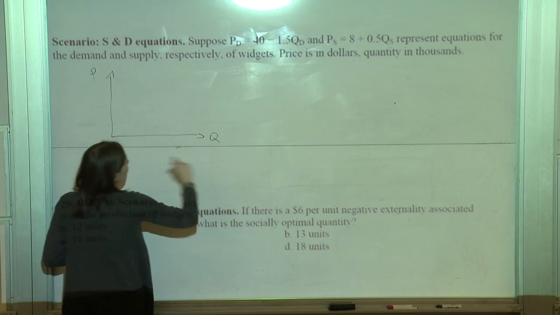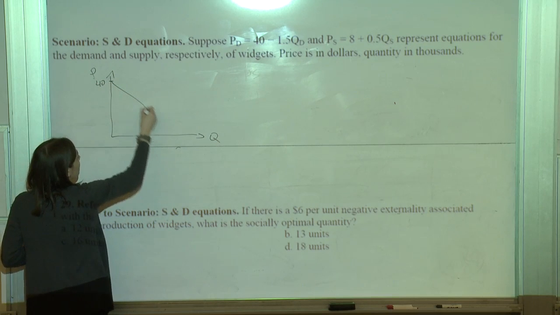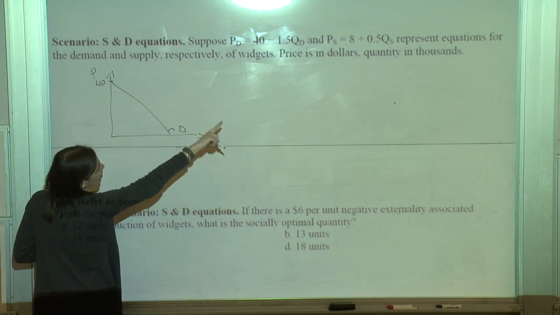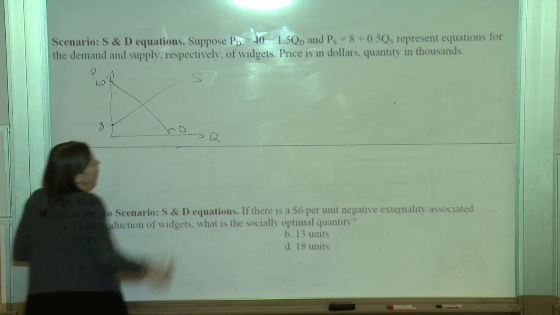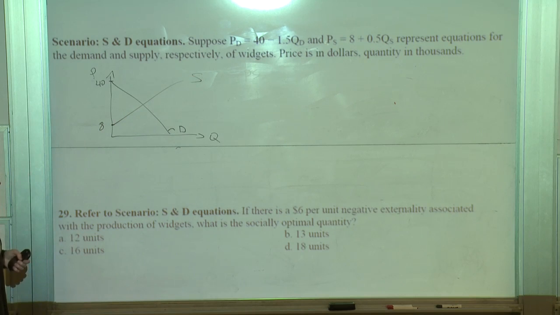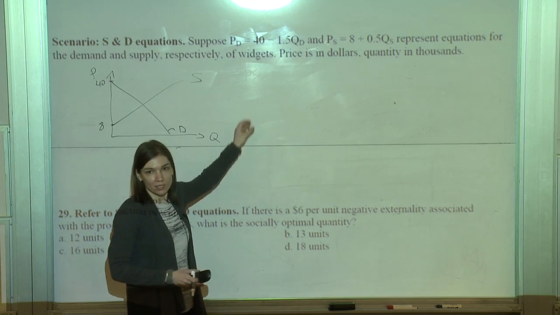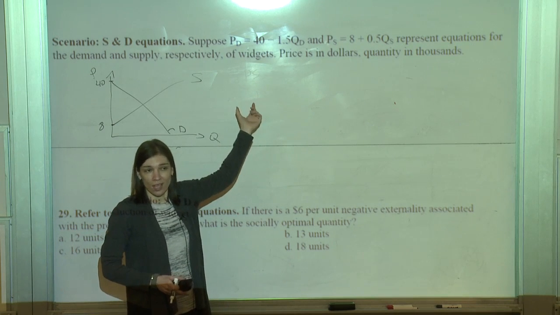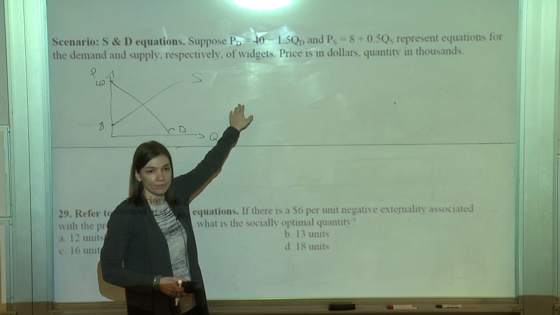Price, quantity. Okay, so what we have, the intercept here is 40, right? That's the demand curve. And supply is at 8. That's the supply curve, right? So there's a 6 per unit negative externality associated with the production of widgets. What does that mean? Well, it basically means that the supply curve that we have here does not reflect all the costs of this good. This is the private supply, right?